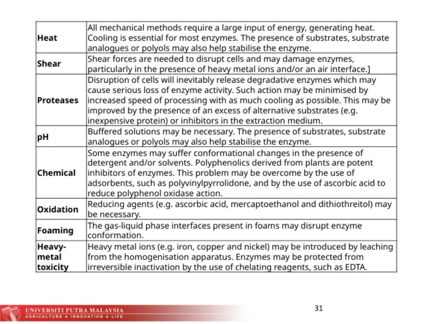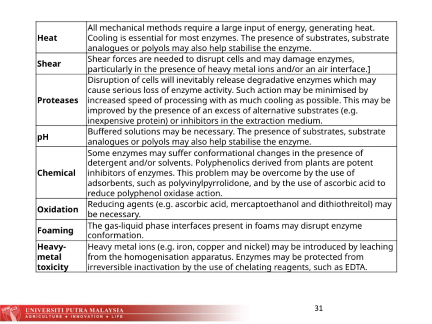enzymes themselves. The risk of damage increases if heavy metal ions or air interfaces are involved, so controlling shear is important. Now, regarding proteases, breaking open cells releases enzymes that could degrade your target enzymes, leading to activity loss. To minimize this, increasing processing speed and cooling helps. Also, adding excess substrates like inexpensive proteins or specific inhibitors can protect the enzymes during extraction.